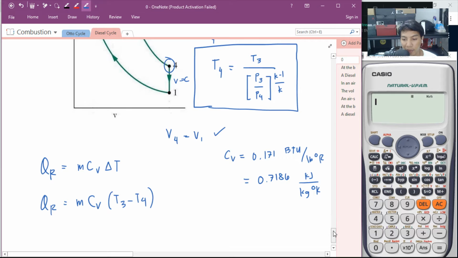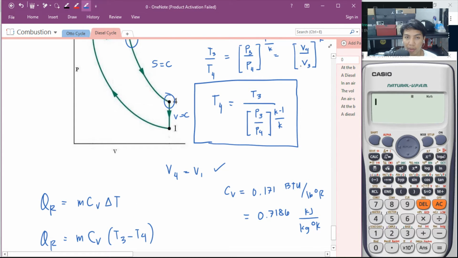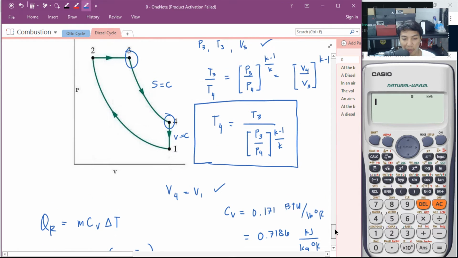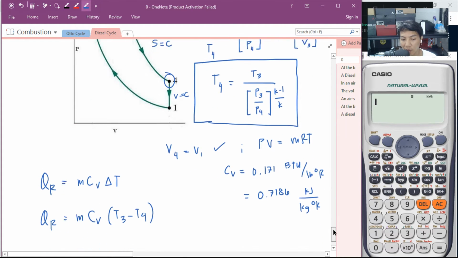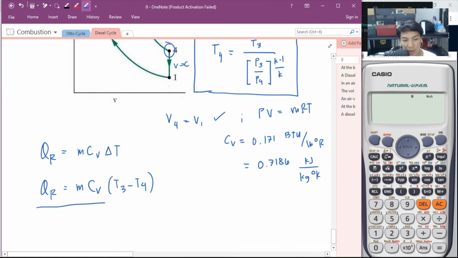Ay, hindi pala. May mali ako dito. V4 is equal to V1. Tama pala. Pinocus lang natin yung 3 to 4. Yung volume ni 3 to 4, hindi yan equal, pero ang V4 is equal to V1. Kaya masasolve mo pa rin si P4 using PV is equal to mRT equation or the ideal gas law. So, you will have yung QR.